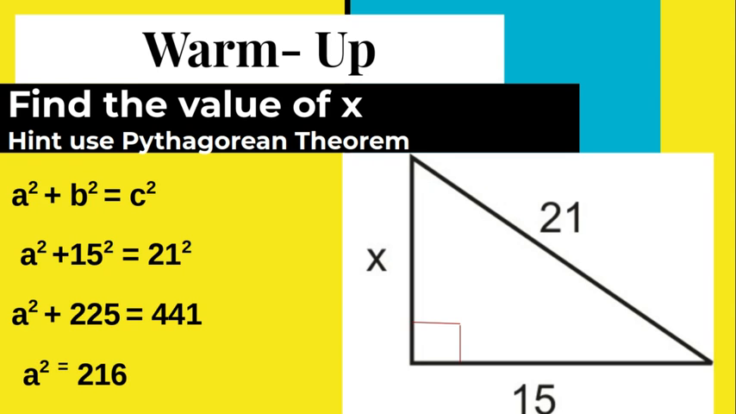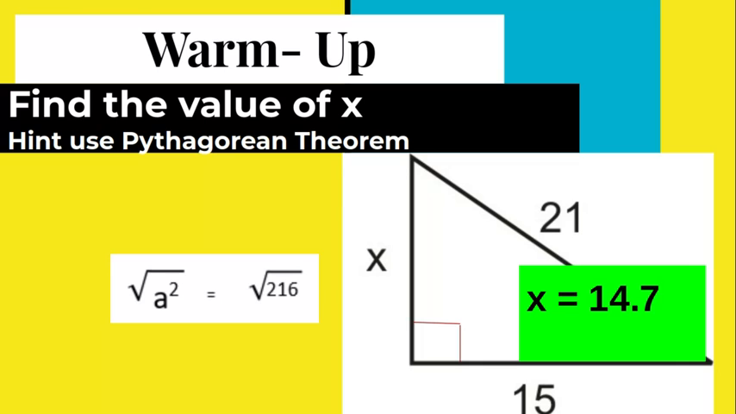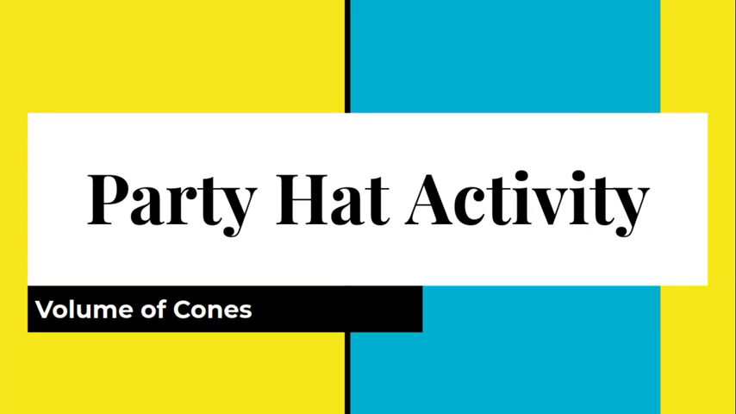From there, we're going to subtract. And then to get A isolated, we need to square root both sides. And so then we find out that our x value is roughly 14.7. So this is going to be needed for our activity. Okay.